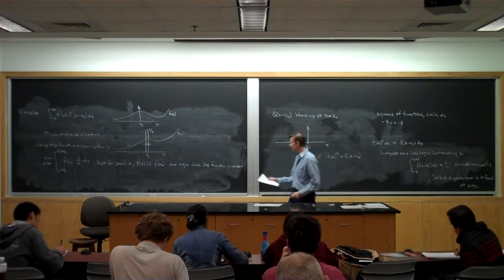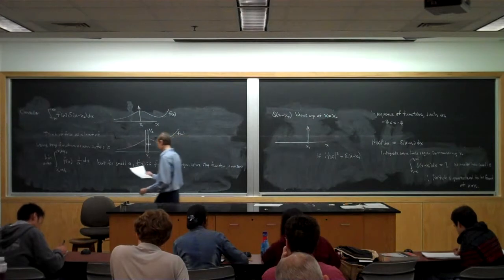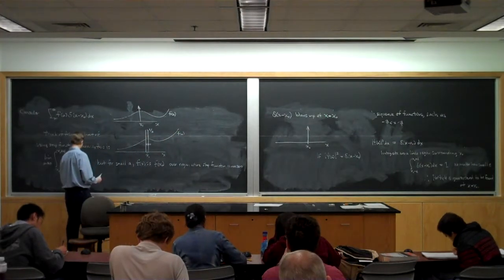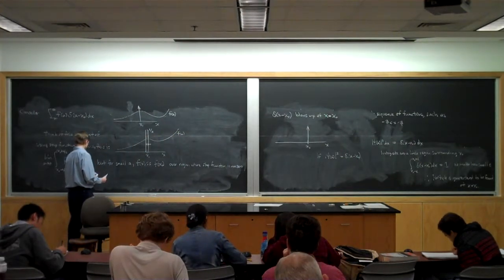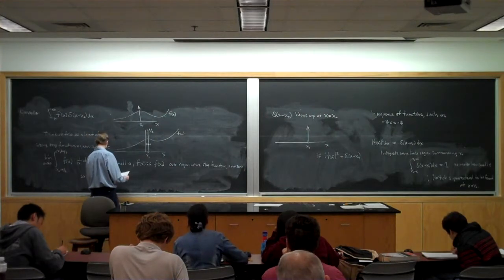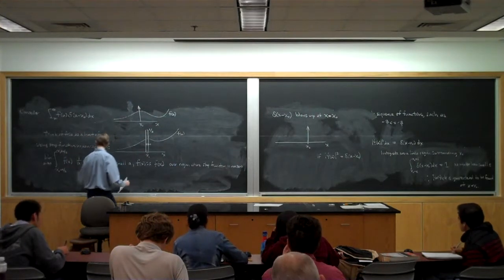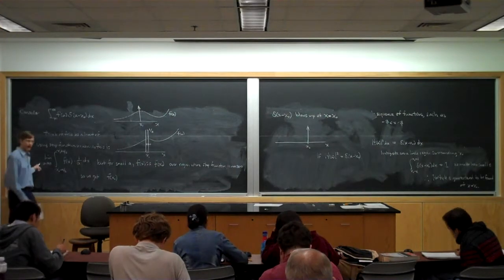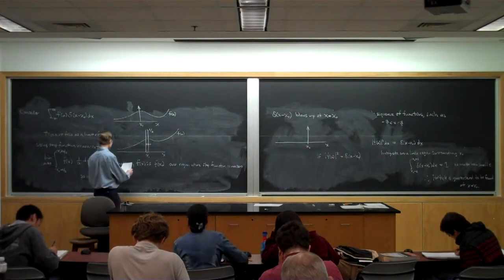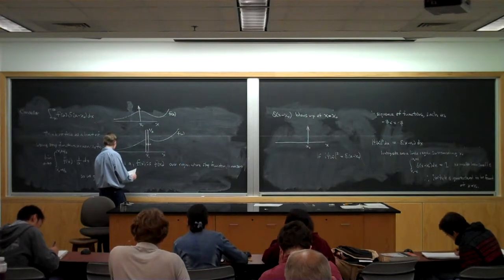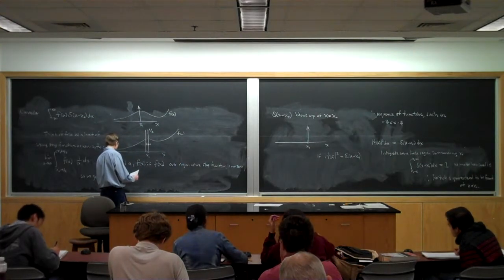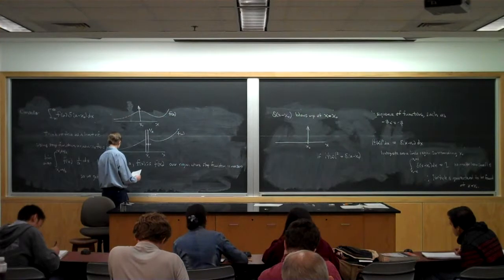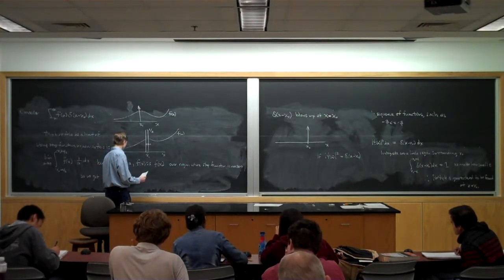Approximately just f of x naught in the region where the step function is non-zero. So we get approximately that I can just pull f of x naught out of the integral because it's a constant. The value at some particular x is a constant. f of x naught times the integral from x naught minus a over 2 to x naught plus a over 2 of 1 over a dx.